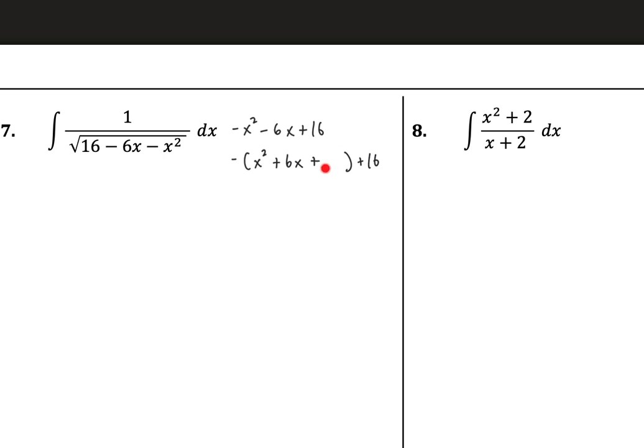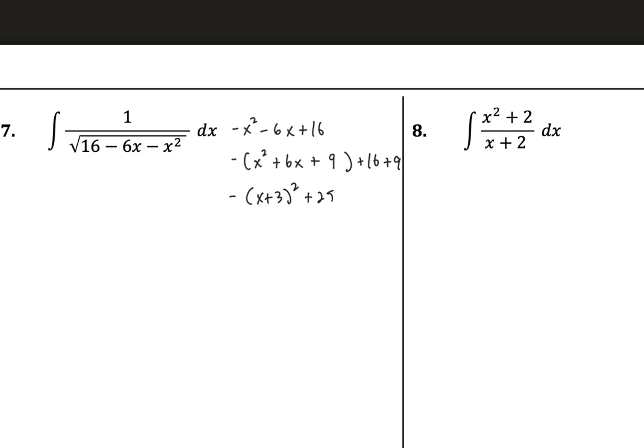And then remember, what goes here is half of this squared. So half of 6 is 3. 3 squared is 9. But you putting a 9 in here is you really adding a negative 9. So then you have to add a positive 9 to cancel it out. Okay, and then this becomes negative x plus 3 squared, and x plus 3, because the number that goes in here with x is always half of the number that's multiplied by x in the previous step. Okay, this will be plus 25.